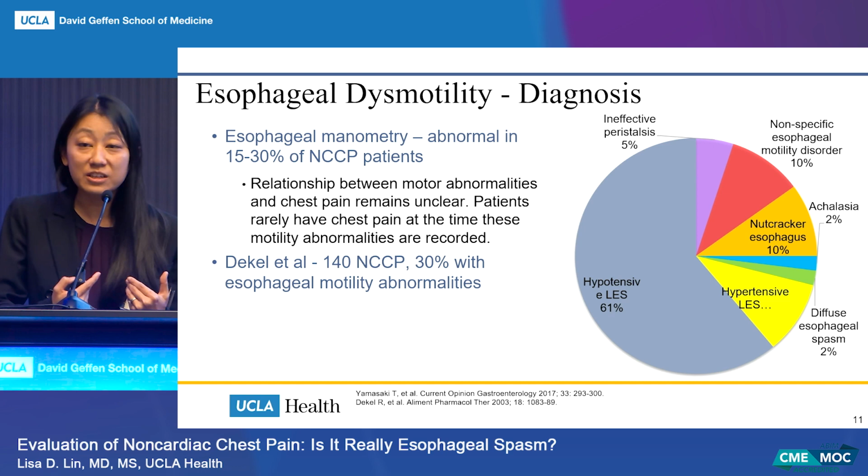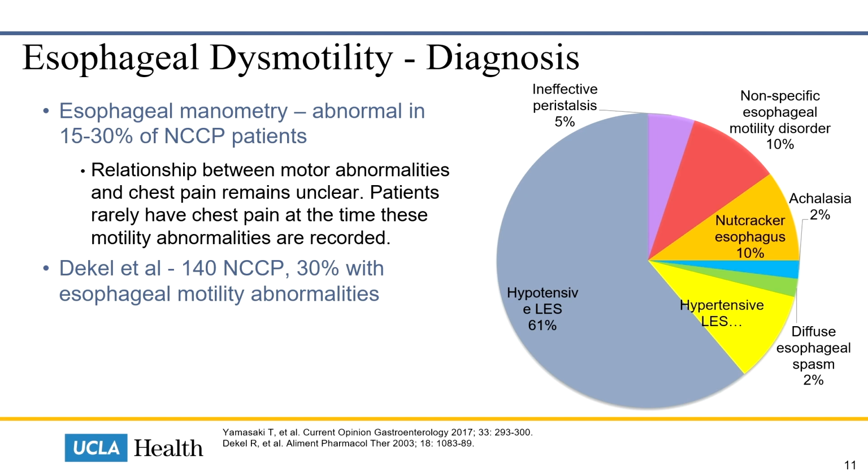So this was one of the bigger studies looking at esophageal dysmotility in non-cardiac chest pain patients. This study had about 140 patients, and this was really where that 30% number came from. In this study, 30% of the patients were found with esophageal motility abnormalities. The thing to note is that this study was done before the days of the Chicago classification. So that didn't exist at that time.